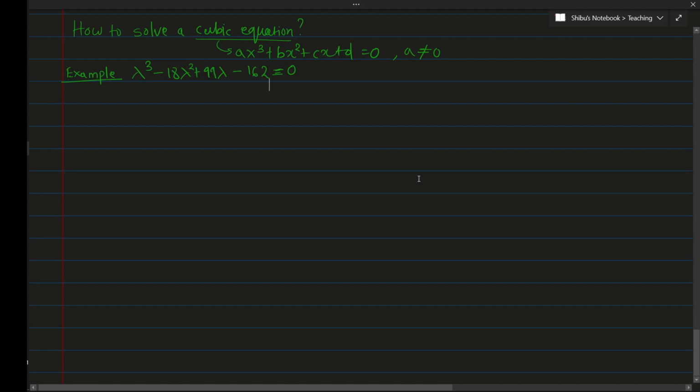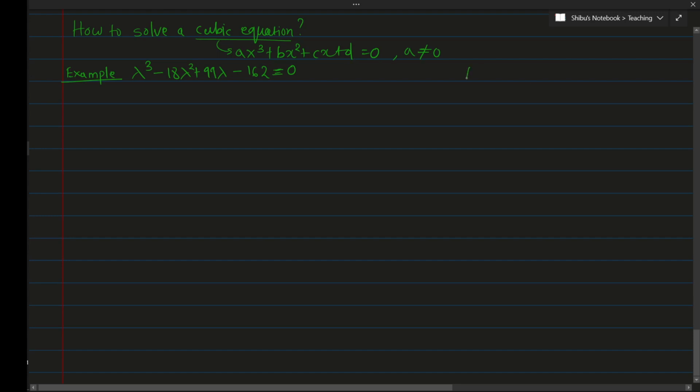Hello there. Now in this video we are going to discuss how to solve a cubic equation. So a cubic equation looks like this, in this form: ax³ + bx² + cx + d = 0. Here a should not be equal to 0. If it is equal to 0, then it will become a quadratic equation, which we know how to solve.